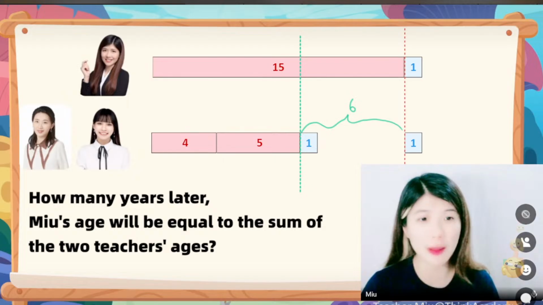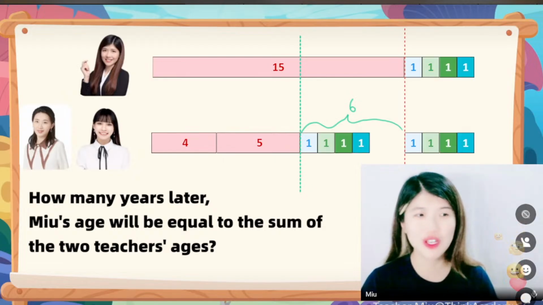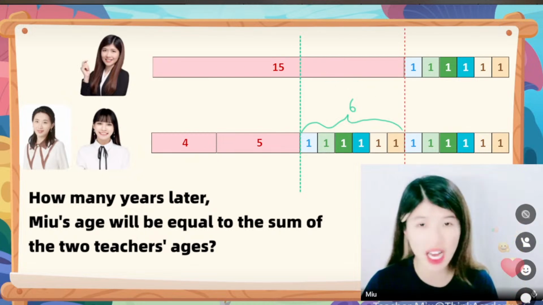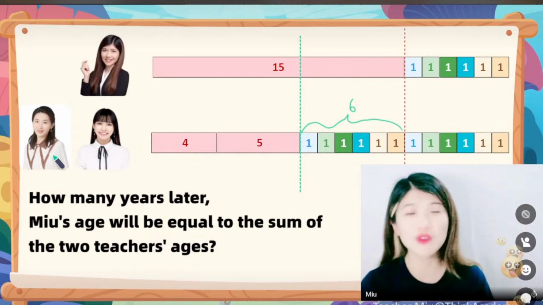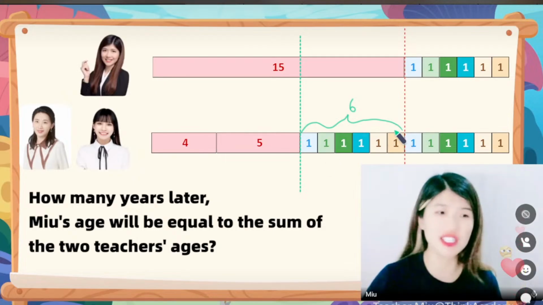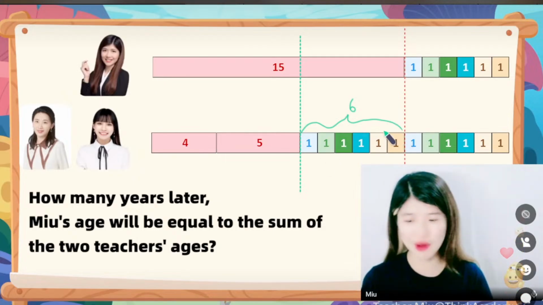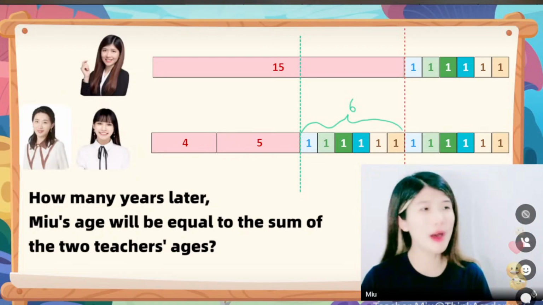The gap is actually filled by teacher Apple. So you can directly find out that the gap needs 6 years for teacher Apple to fill. So for teacher Apple, one teacher, she needs 6 years. This is very easy. All right. One more. What about this one?